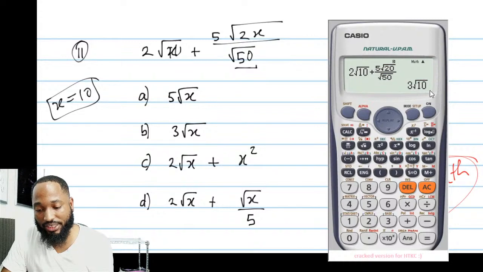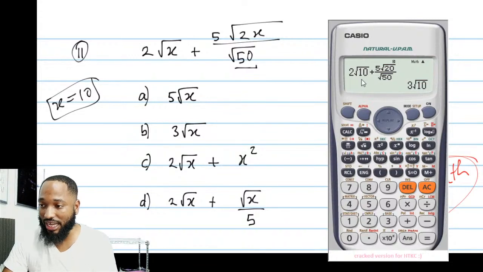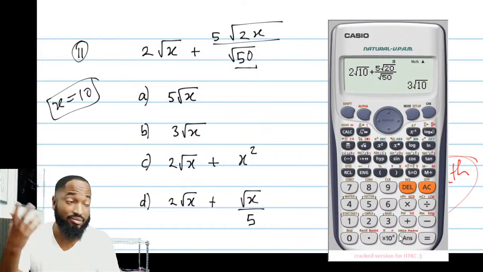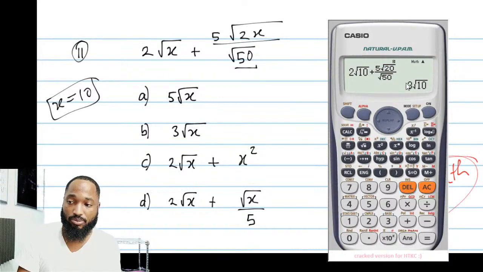You could say let x be 10 and work that out in the calculator and see which one here lines up to 3 by the square root of 10. That's what I did. It's on the screen here. I substitute x is equal to 10 and 2 by 10 here, which is 20. Press equal and the answer is 3 by the square root of 10.